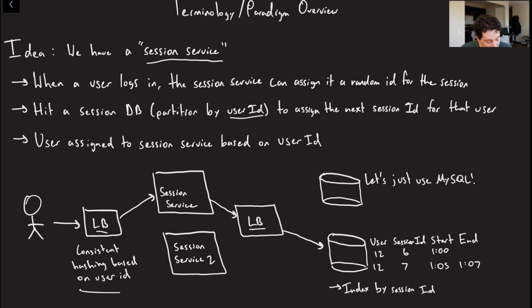Cool. So what would that table actually look like? Well, we would have our user field, our session ID field, the start time and the end time of the session. And I'm assuming that if there is no end time of a session, that means the session is still going to be in progress.